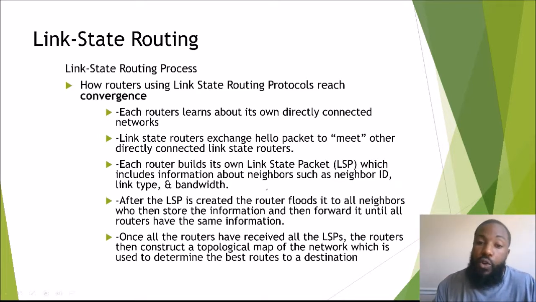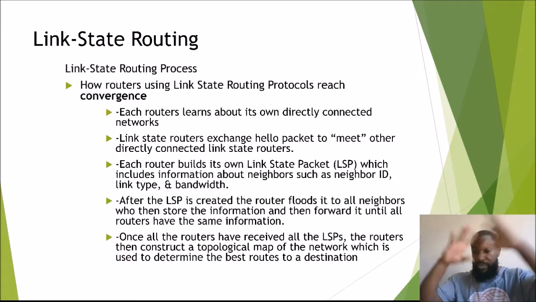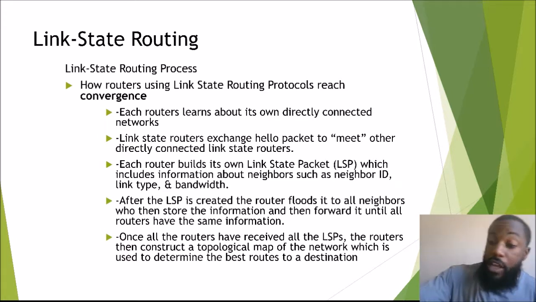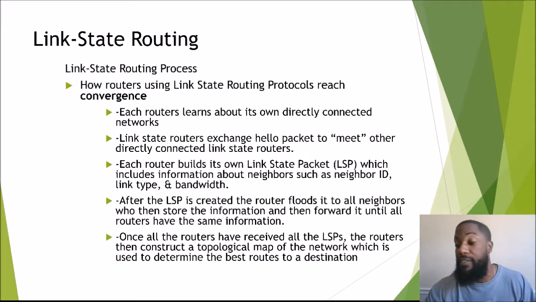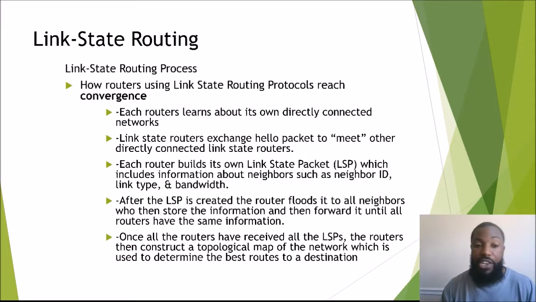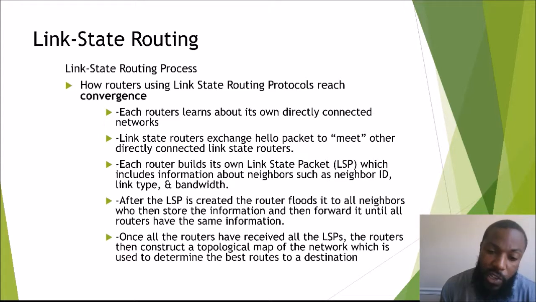After the LSP is created, the router floods it to all neighbors, who then store the information and then forward it until all routers have the same information. That's when we can consider them converged, right? Once we all have the same amount of information. Once all routers have received the LSPs, the routers then construct a topological map of the network, which is used to determine the best routes to a destination.